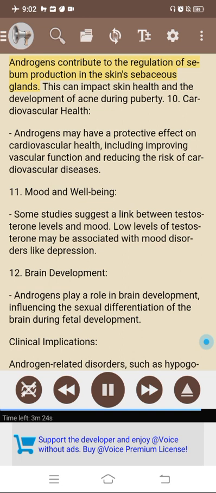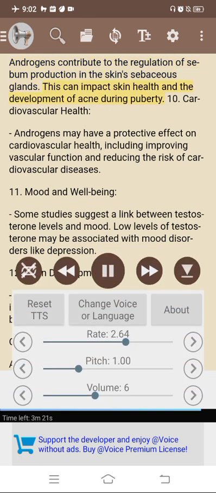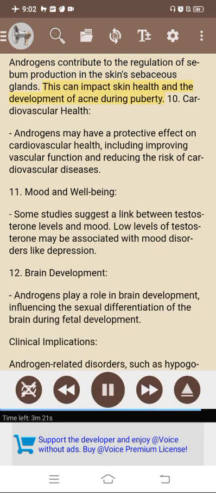9. Skin health. Androgens contribute to the regulation of sebum production in the skin's sebaceous glands. This can impact skin health and the development of acne during puberty.